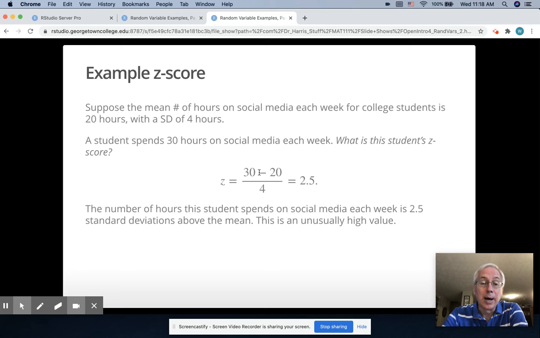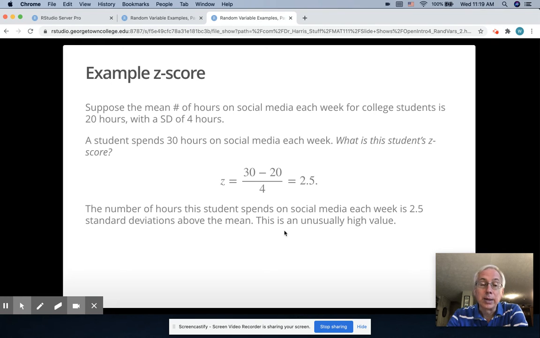Well, we take the observed value, 30, we subtract the mean, 20, from it, we divide by the standard deviation, 4. So the subtraction comes first. 30 minus 20 is 10. 10 divided by 4 is 2.5. So the number of hours this student is on social media every week is 2.5 standard deviations above the mean. Since the z-score is bigger than 2, that's an unusually high value.